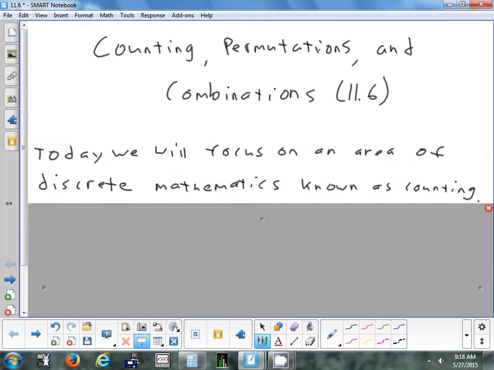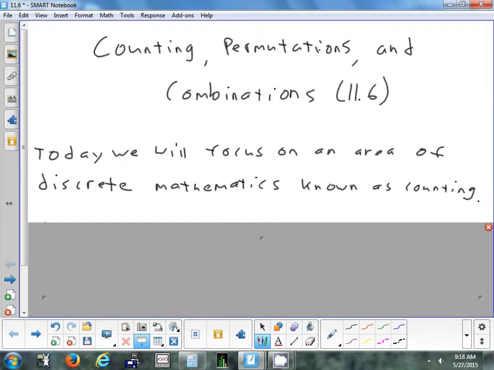Right, so let's take a look at section 11.6. Okay, so 11.6, as I said, is on counting the number of ways we can do something. Sometimes when you count them, order matters. Sometimes it doesn't.